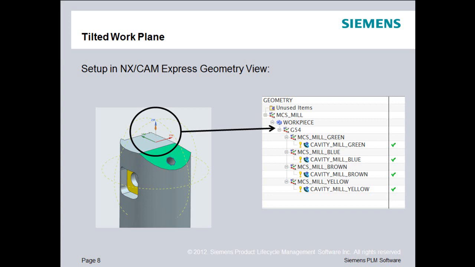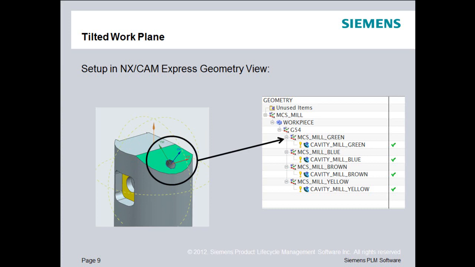And then under that, we start specifying additional MCSs. Now these additional MCSs are rotated off of the G54 offset. So these are set up as local coordinate system rotation MCSs off of the G54. So in this example here, I've got an MCS for the green face, and then I've created a cavity milling operation with the tool axis perpendicular to that green face.